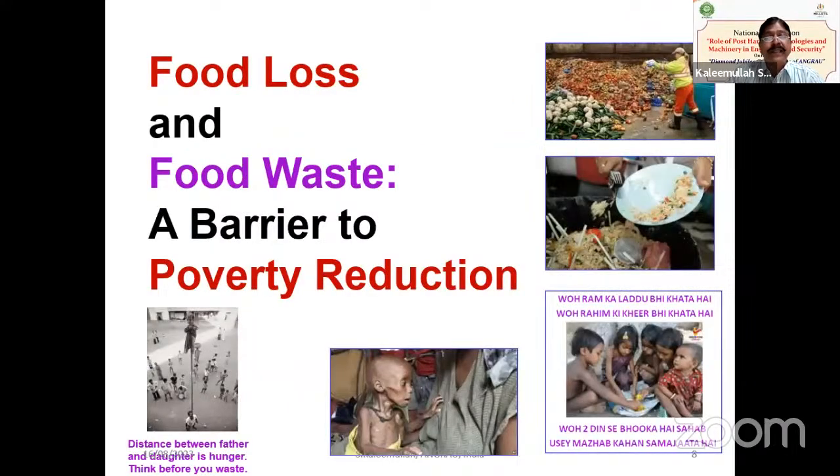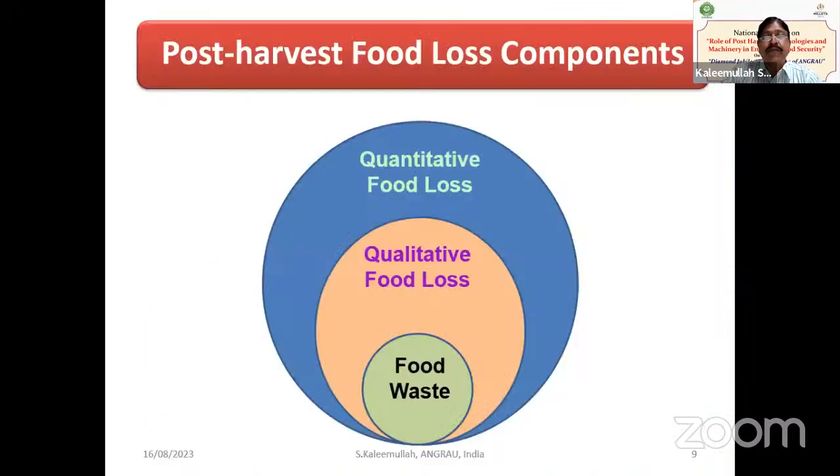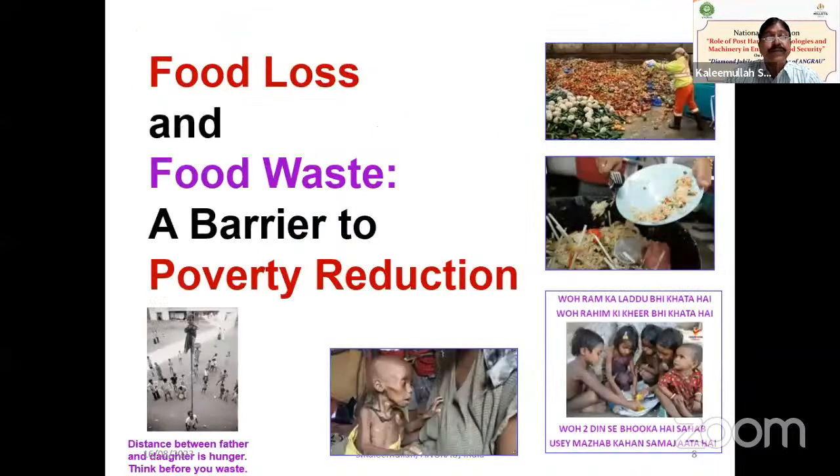And to reduce all these things, what we have to do is give a lot of care in the case of post-harvest operations or machinery, by which we can reduce the losses and increase food security. And here you can see the different figures. If you see the first figure, you can see a lady dumping a lot of fruits and vegetables.